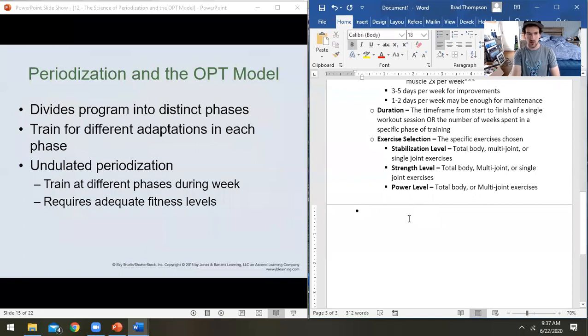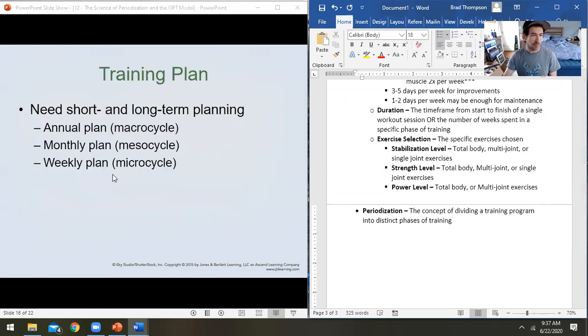So periodization is the concept of dividing a training program into distinct phases of training. Okay. There we go. I was like, I think the training thing should show up next. So when it comes to periodization, there's a couple key terms you need to know here. There's your annual plan, your monthly plan, and your weekly plan.